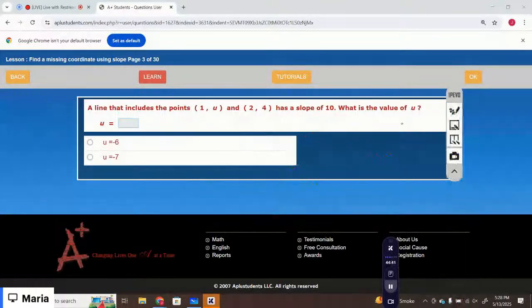Option number 1 is the correct option. That is u equals negative 6.